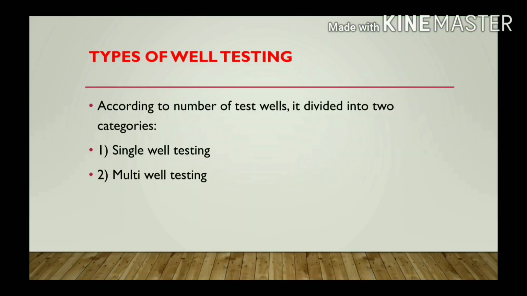So first of all, what is well testing? As we all know, in the simplest definition, well testing is a measurement of pressure data in a dynamic condition. So we measure the formation property in a dynamic condition. According to the number of test wells, it is divided into two categories. The first one is single well testing and the second one is multi well testing. So we go through these two types of well testing.